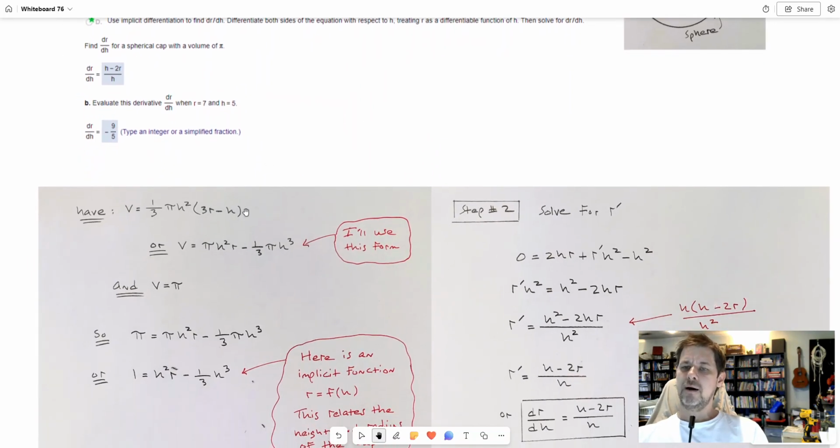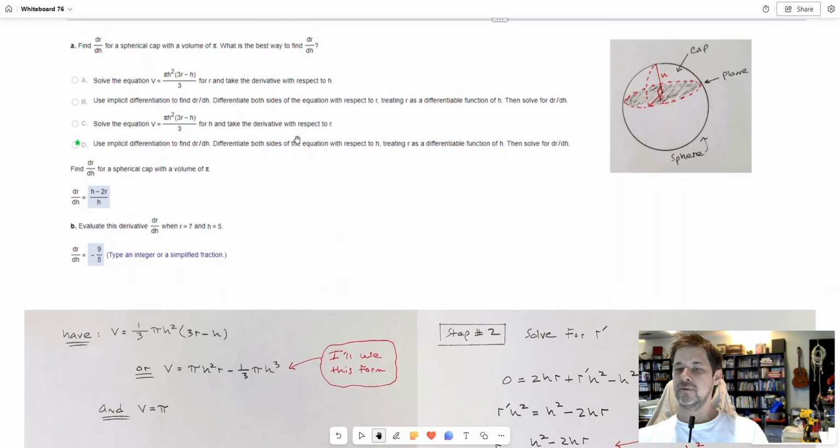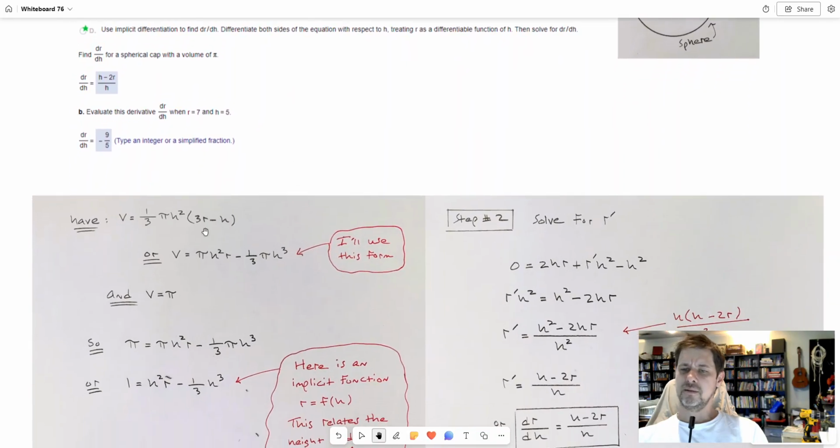I don't really like the way this is written. I know that at some point I'm going to find a derivative, and I think it might be a little better if I distributed this through 3r minus h. So I get it like that, and I'm going to go ahead and use this form. You could do it differently if you wanted to. That's just what I'm going to do.